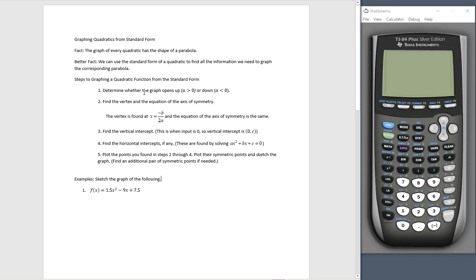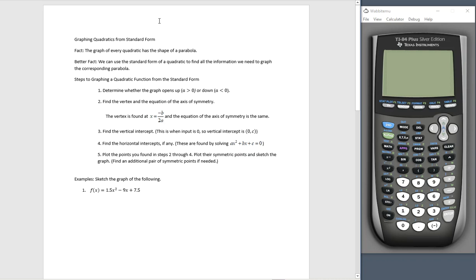All right, so first of all, we want to determine if the graph opens up or down. So we'll look at the a value. Next, we'll find the vertex and the equation of the axis of symmetry by using this little vertex formula, x equals negative b over 2a.